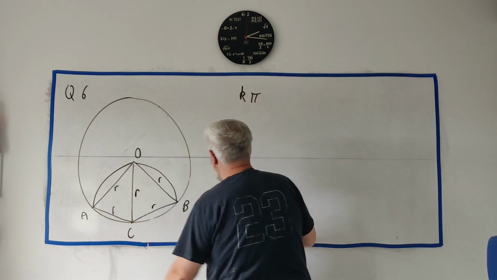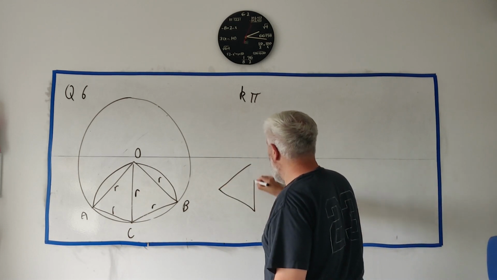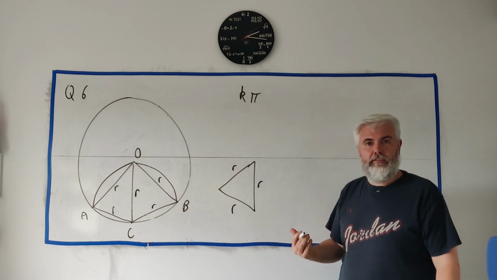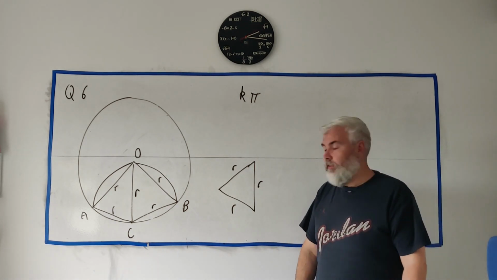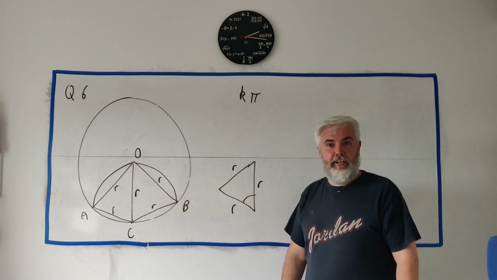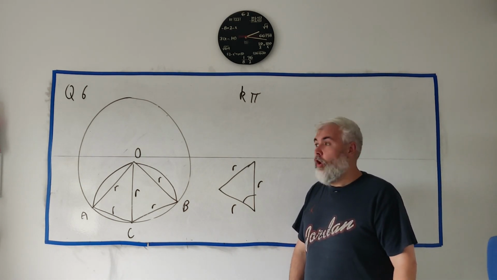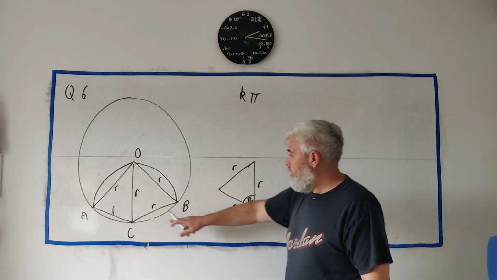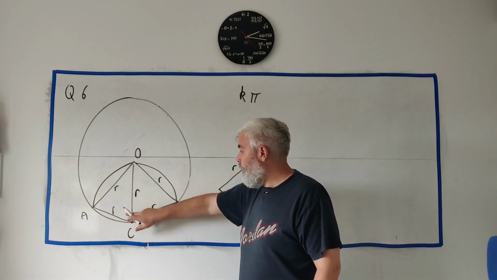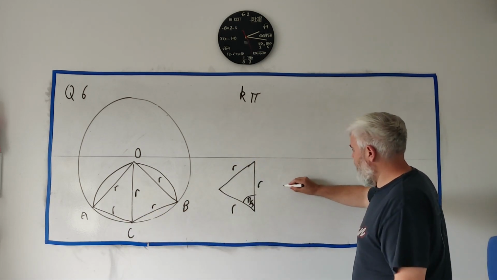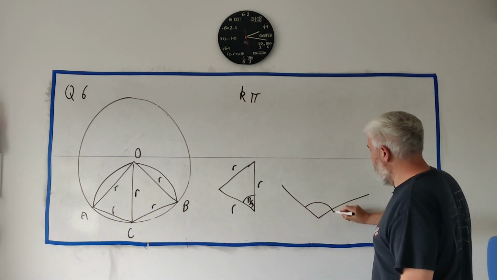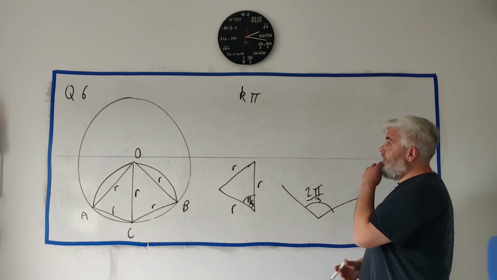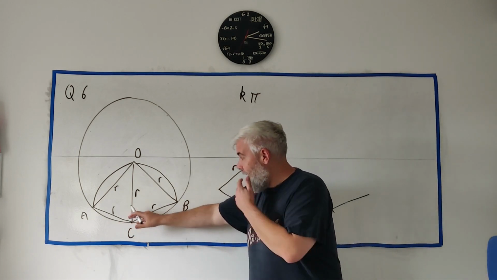Let me draw one of these triangles again. That's R, R, and R. What do we know about this triangle? It's an equilateral triangle. That means, what's this angle down here? It's 60 degrees, or in radians, it's pi over 3. That angle's pi over 3. Both of them together, let me draw that again. Both of the angles together is 2 pi over 3. And that's the answer. The answer for this angle is 2 pi over 3.